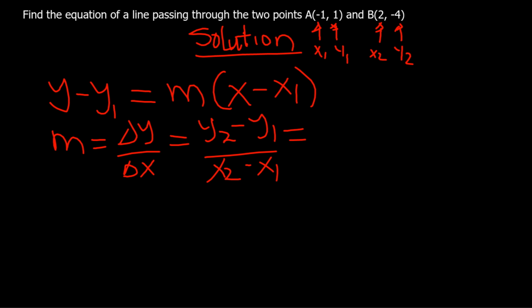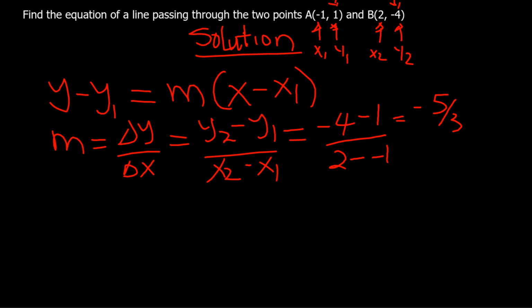So this will give us y2, you see, is -4 over there. So -4, and y1 there is -1. x2 is 2 minus -1, which will give us -5 over 3. So that would be our gradient.